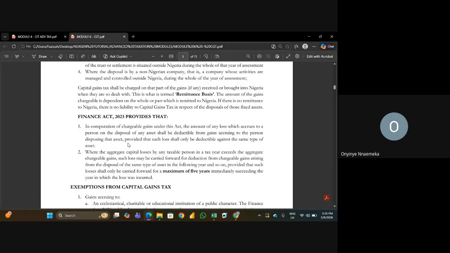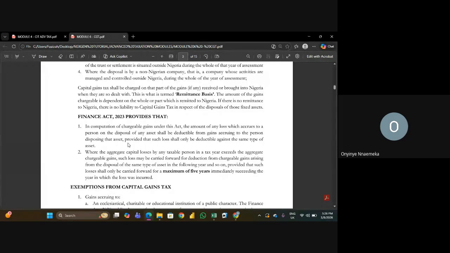So this law came into place after I wrote my exam. So I've never actually practicalized this particular rule, whether in an exam setting or in reality. I've never even paid CGT before. Actually, in reality, in my firm, I've never handled such an assignment.